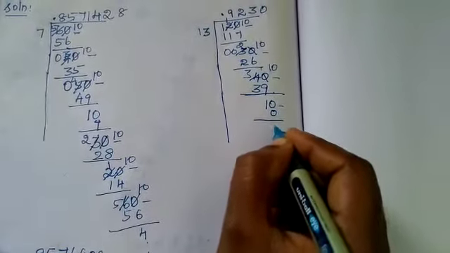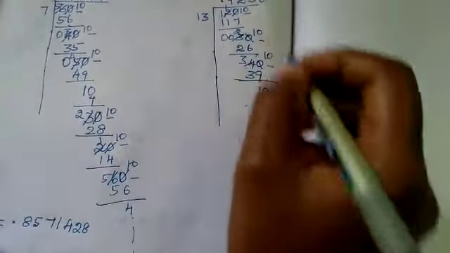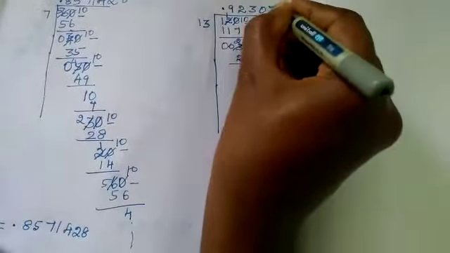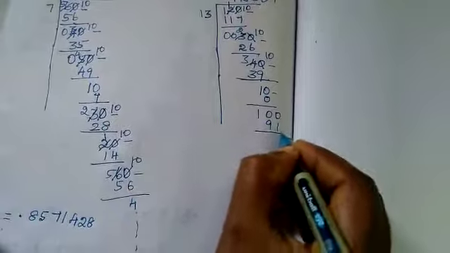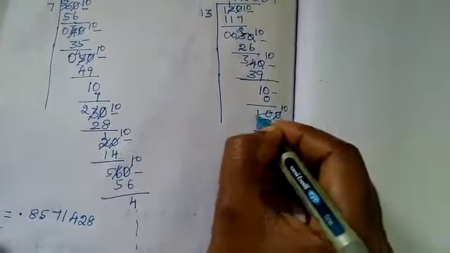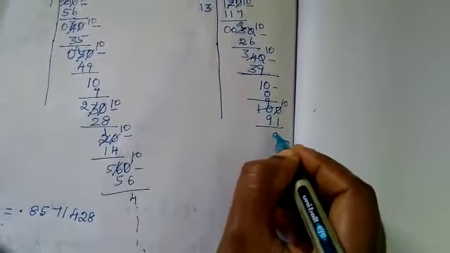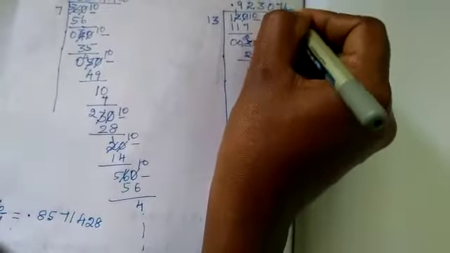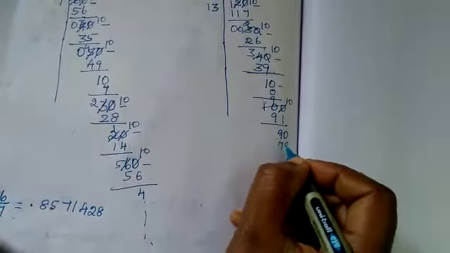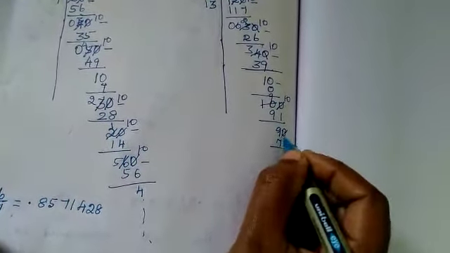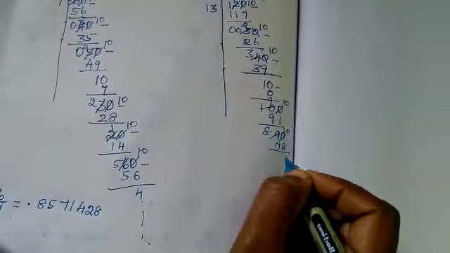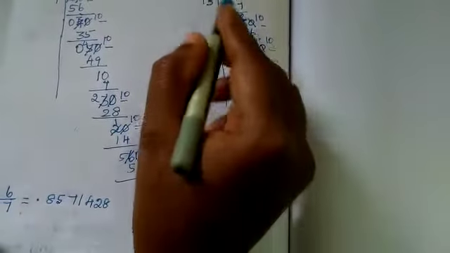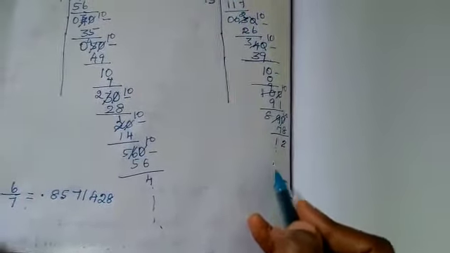Now subtract, we get 10. Now there is a decimal, so we can add a 0. How many times? 13 7s are 91. Now subtract. This became 9. 10 minus 1 is 9. Now we add a 0. Now how many times? 13 6s are 78. Next borrow 10. This became 8. 10 minus 8 is 2. 8 minus 1 is 12. Again the same number is repeated, so we can stop here.